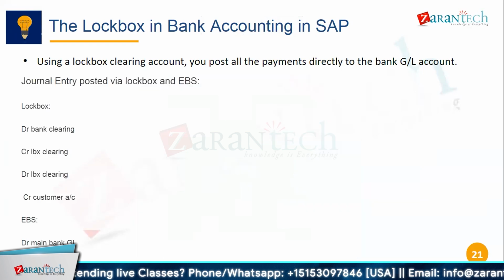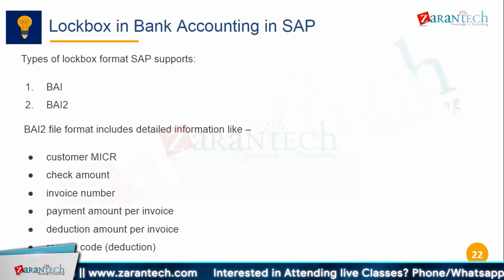into the SAP system. So using a lockbox clearing account, you post all payments directly to the GL bank account. So for lockbox it is debit bank clearing, credit lockbox clearing, then debit lockbox clearing and credit customer account. In EBS, it is main bank GL debit, credit bank clearing account.